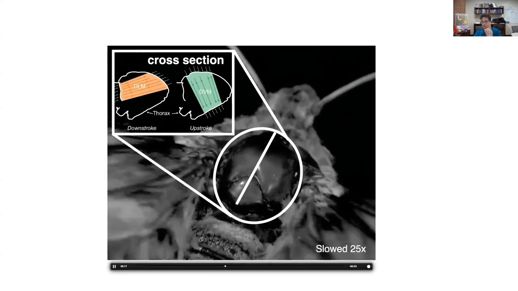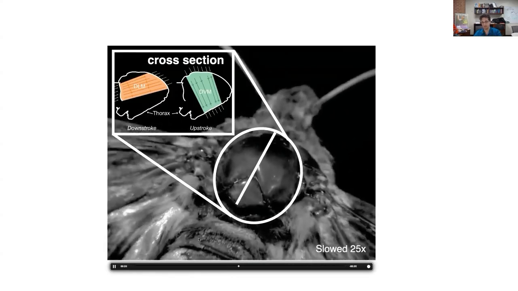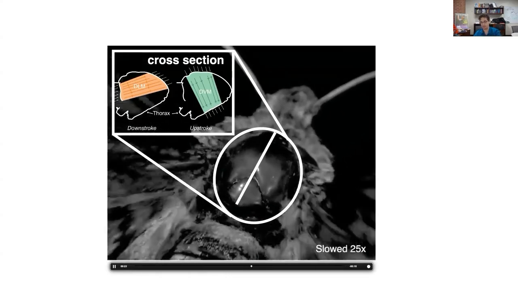Okay. So it better produce net positive work. Otherwise, the moth isn't going to fly because there's no other muscle that can produce that positive work.